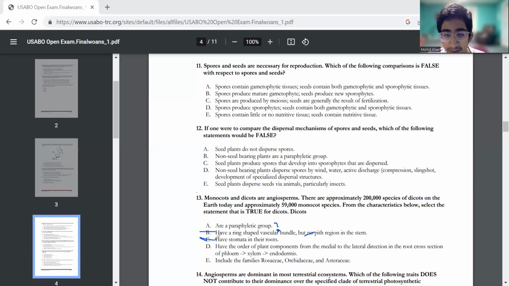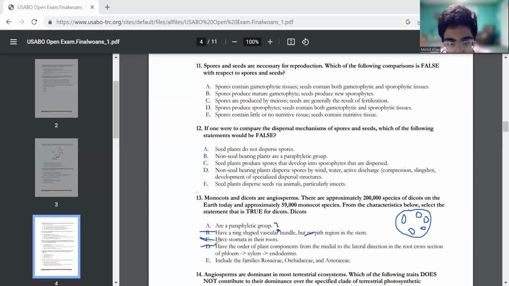The order of plant components from medial to lateral direction in the root cross section of phloem, xylem to endodermis. Nope, that's not correct, because what I remember based on Campbell's is that you have the phloem, I think, like this, and then you have xylem like pockets in a ring. So it's not exactly like that, because even though it's phloem, xylem, it's kind of like this within the phloem. It's not kind of like distinct layers. So D just doesn't seem correct.